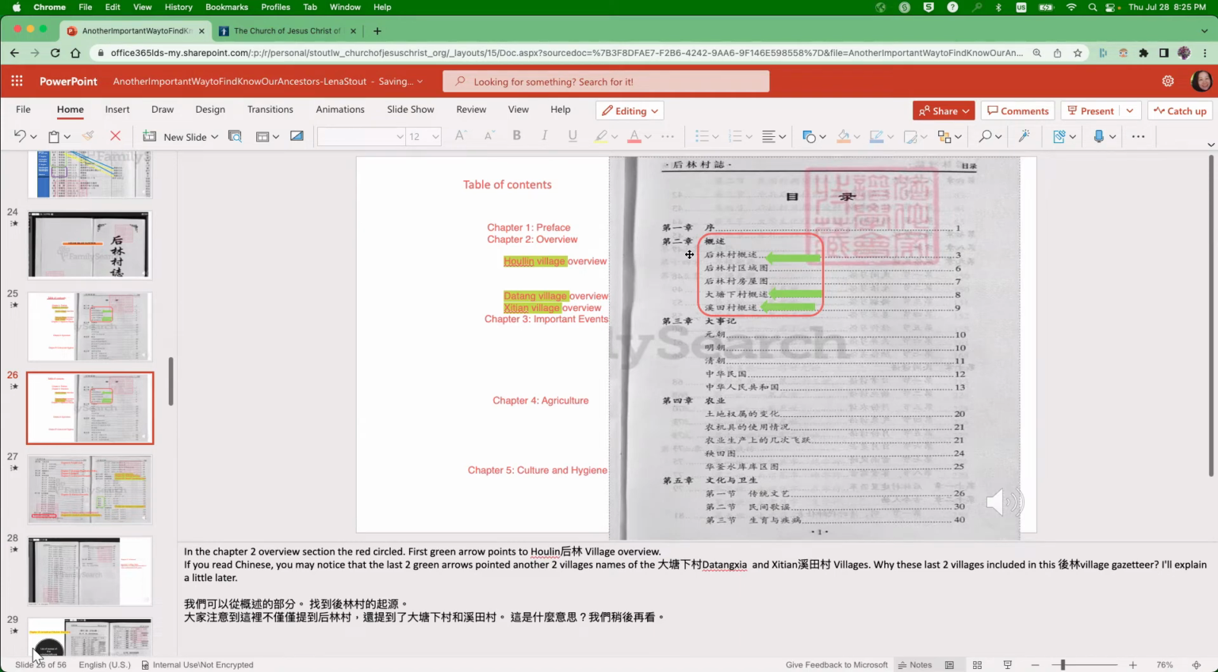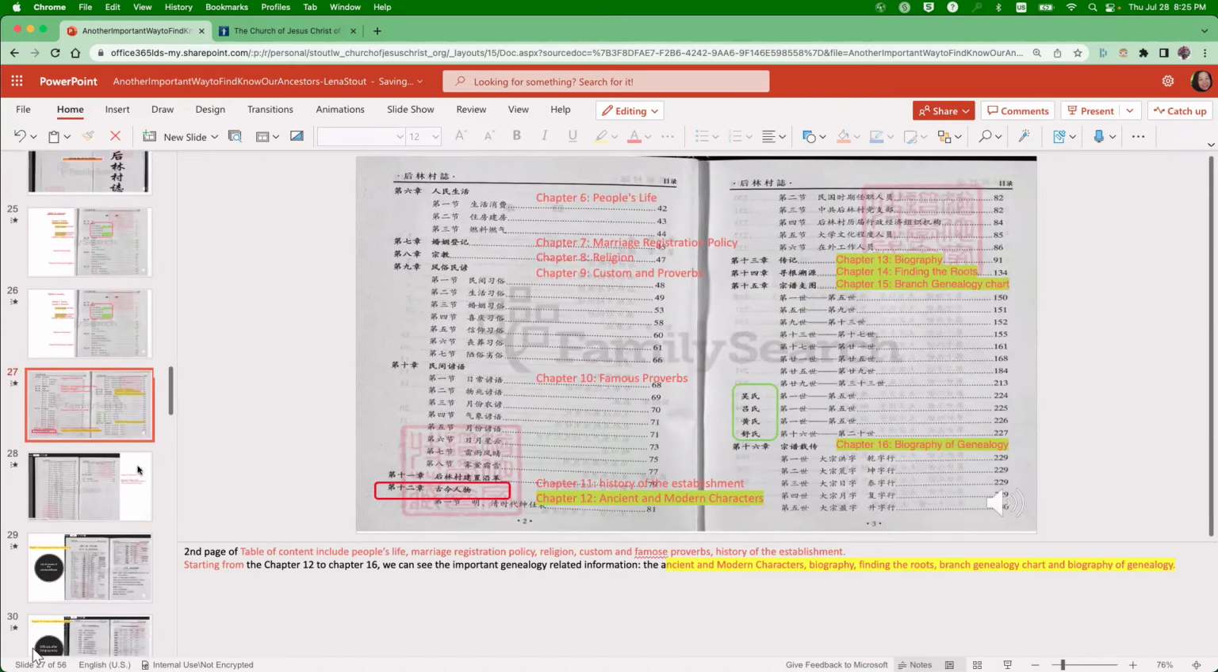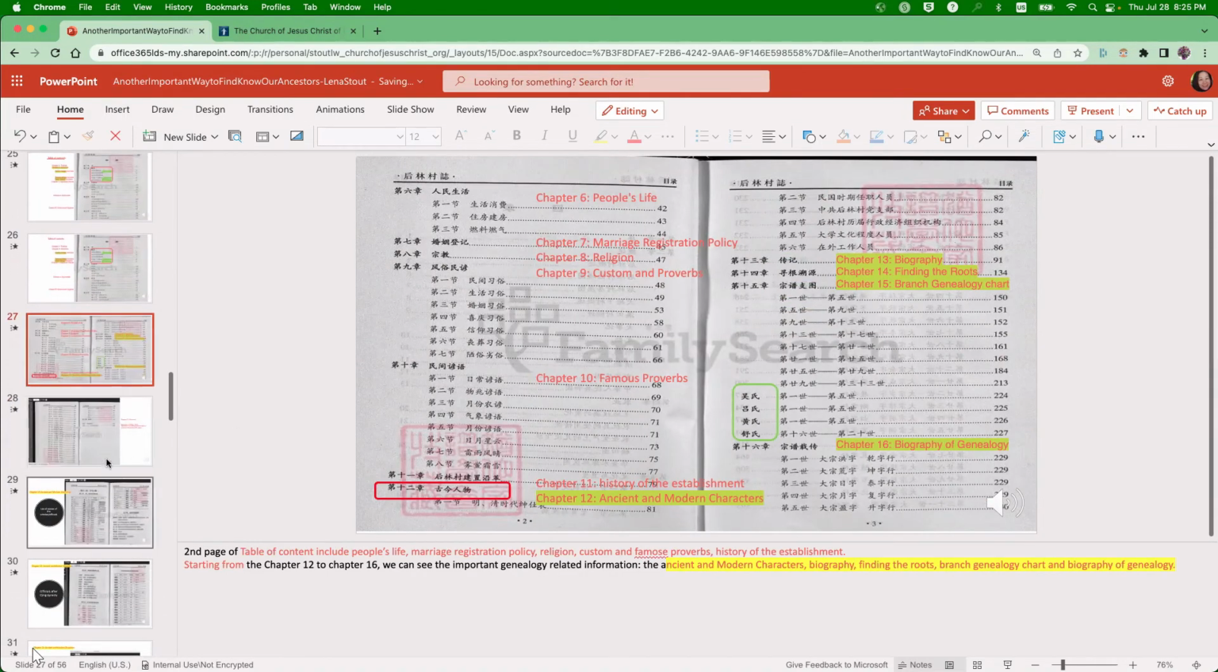Oh, so they moved out of Houlin village to Datang and Houlin? No. They all lived in Houlin village. Then someone moved and created another village, this village, and another person went to this village. So they included the genealogy information from these two villages as well. Okay. So yeah, here you can see.